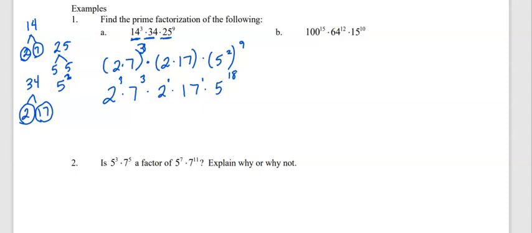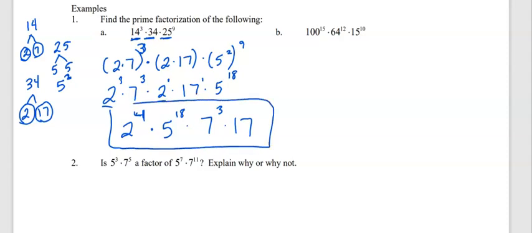So now when I collect and multiply 2 cubed times 2 to the first, that's 2 to the fourth. And none of the other bases are alike, so I'm going to write times 5 to the 18th, times 7 to the third, times 17, which gives us our final answer. We have written this number that we started with in prime factorization because all of the numbers here that are multiplied now are bases that are prime numbers.